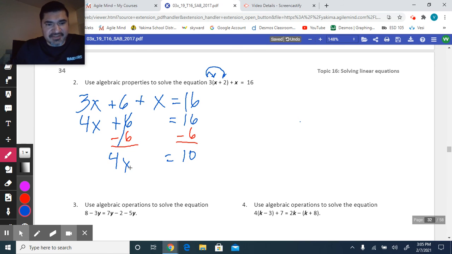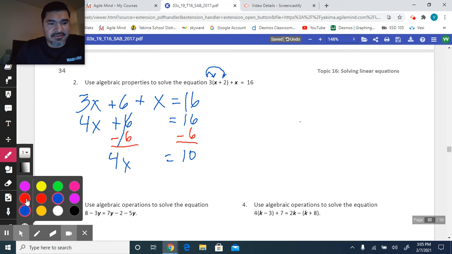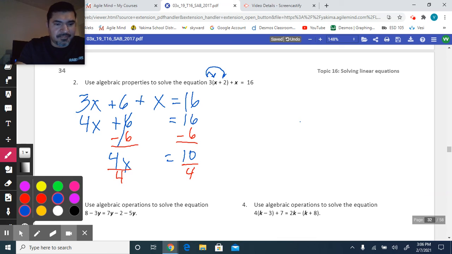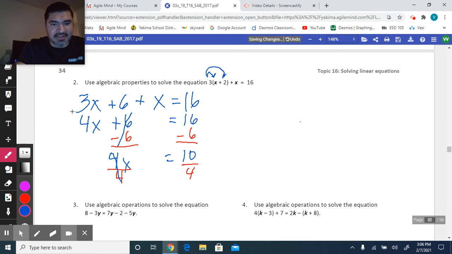We almost have the x isolated. I have a multiply by 4. Well, how do I get rid of multiply by 4? Well, we divide by 4. And what I do to one side, I've got to do to the other side of the equation to keep it balanced. 4 divided by 4 is 1, and 1 times x is just x. And 10 divided by 4.